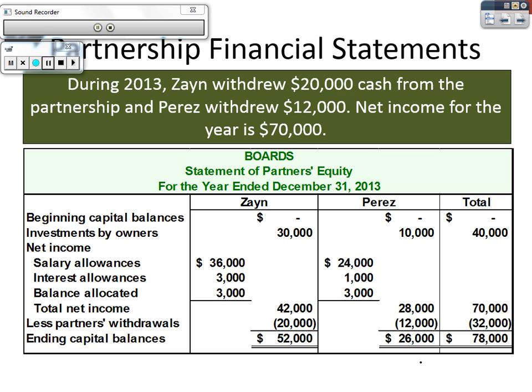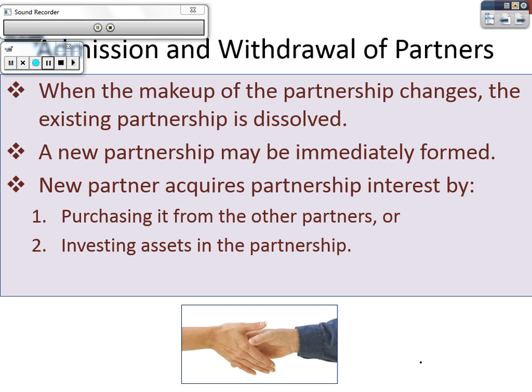So they were negative 20,000 for... No, sorry. 42,000 plus 30,000 minus their withdrawals of 20,000. Capital balance is 52,000 for Zan. Perez, 10,000 plus 28,000, 38,000 minus 12,000. He has 26,000 left, right? But then they're going to show you another example, or maybe not. Thought they were going to show the negative, the 50,000 net income, but I guess not.